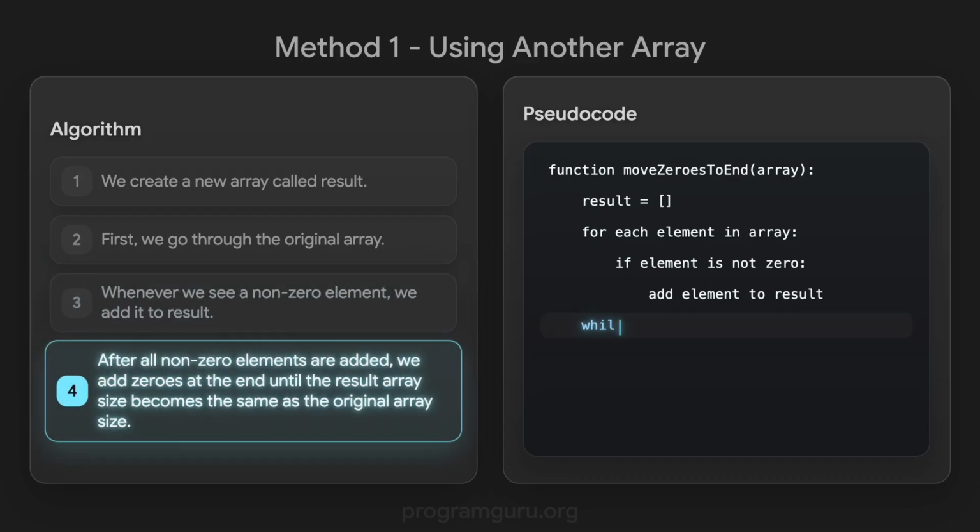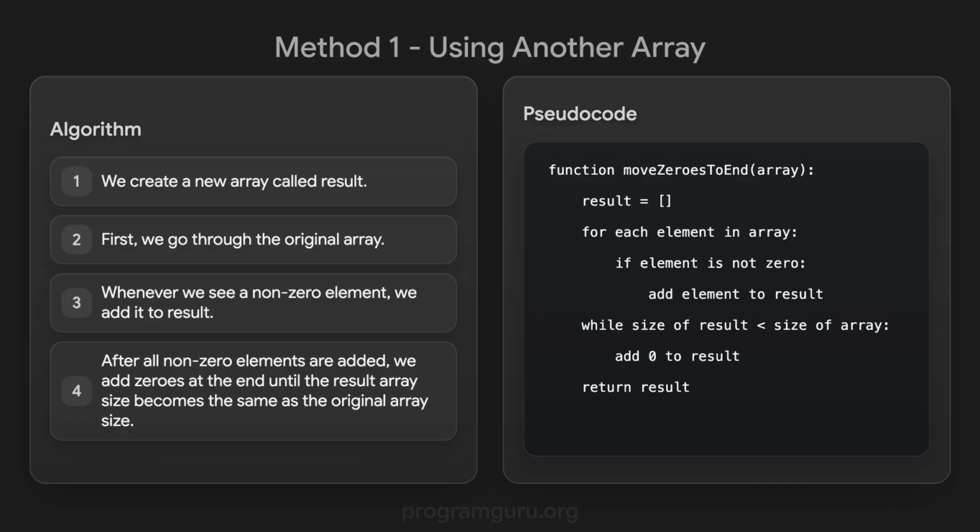Step 4. After all non-zero elements are added, we add zeros at the end. We keep adding zeros until the result array size becomes the same as the original array size. While size of result is less than size of array, add 0 to result. Finally, we return result. That is the complete pseudocode for method 1. First, we collect all non-zero elements. Then, we fill the remaining positions with zeros.